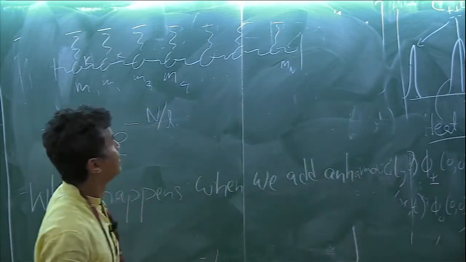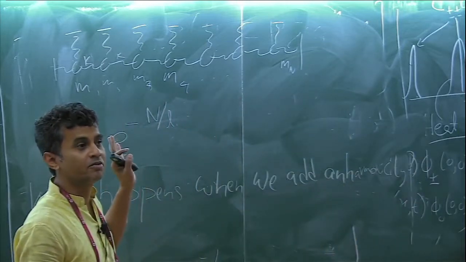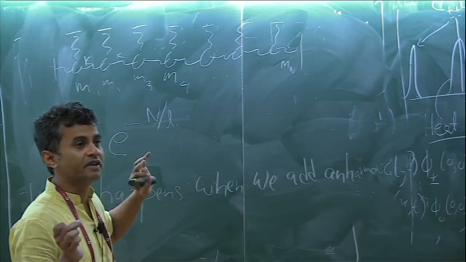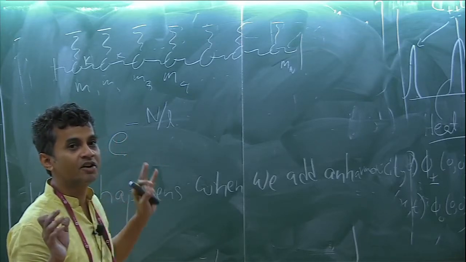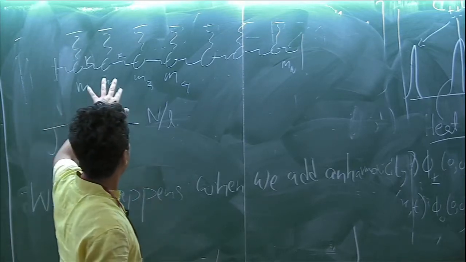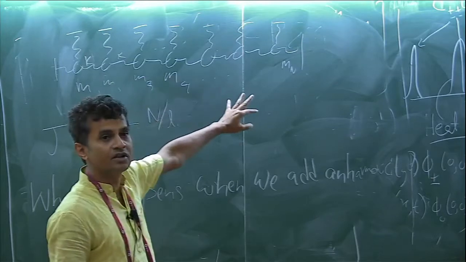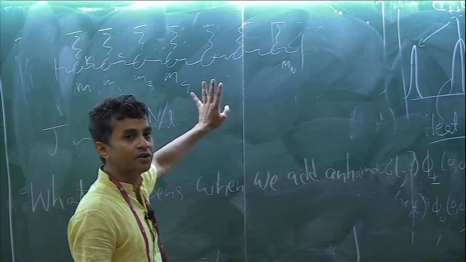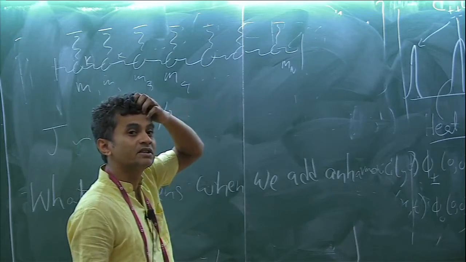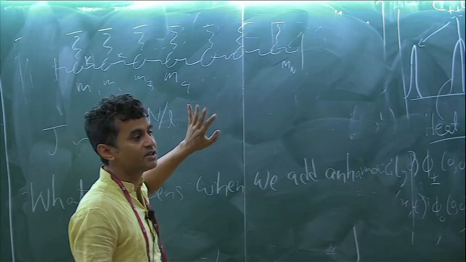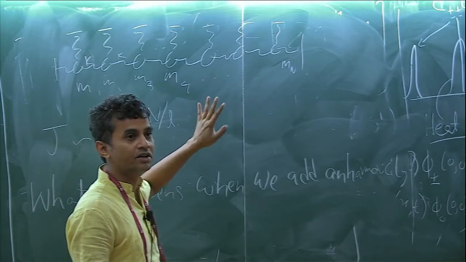Okay, so what do people think? What will happen? If I put in a very small amount, will it stay an insulator or will it become a conductor? The other thing is, if I put anharmonicity and I didn't have disorder, then would I get Fourier's law and a finite conductivity in this system? Supposing no disorder, but I put anharmonicity, do I get a finite conductivity?